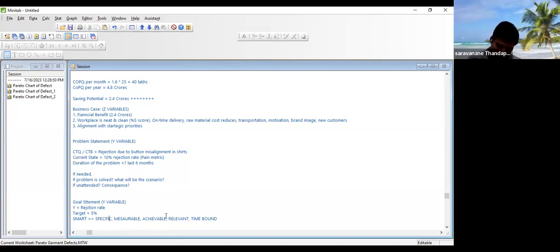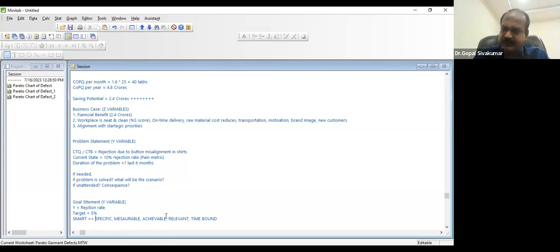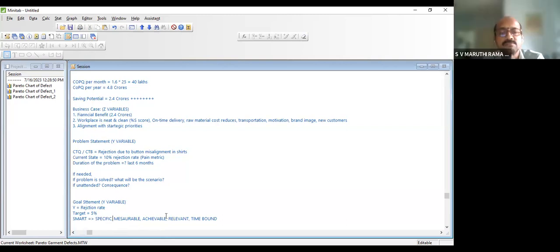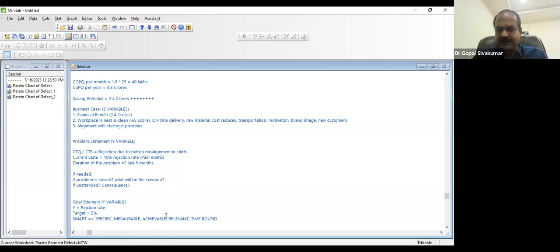So specific means already our problem itself is specific, isn't it? Measurable. Will you be able to measure the rejection rate? Yes, properly you can measure. Achievable, 5% is achievable, 10 to 5 is achievable. Relevant, whether this goal is relevant to the organization priority. That's what I told you already, in the business case itself we have written. It's a relevant project, relevant goal, and time bounded, timeline, when the project is supposed to be completed. That also you should tell.